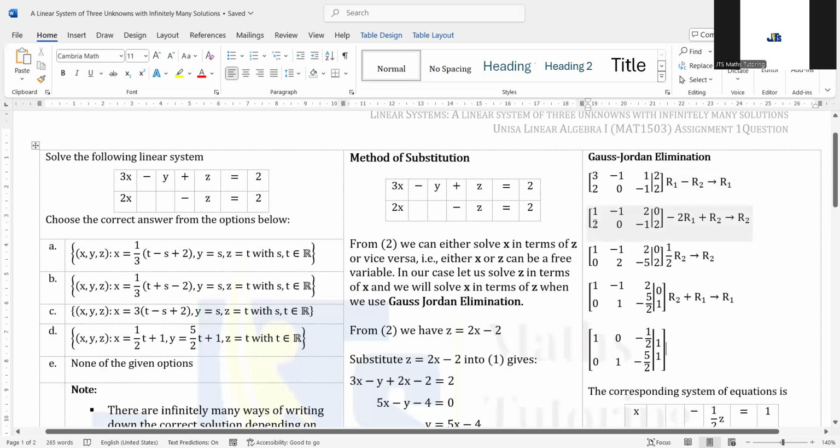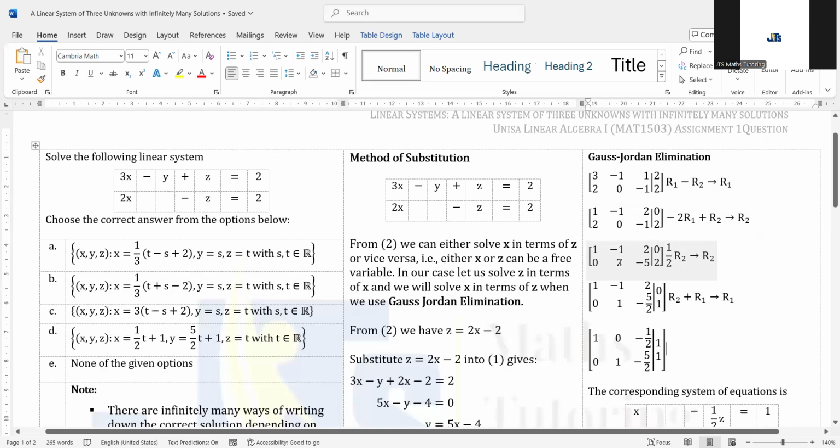Beautiful. Now I want this 2 right here to be a 0. So minus 2 row 1 plus row 2 to give us a new row 2. Minus 2 multiplied by minus 1 is going to give us a 2. 2 plus 0 is going to give us a 2 right here. Minus 2 multiplied by 2 gives us a minus 4. Minus 4 plus minus 1 gives us a minus 5, which is what we have right here. Minus 2 right here.